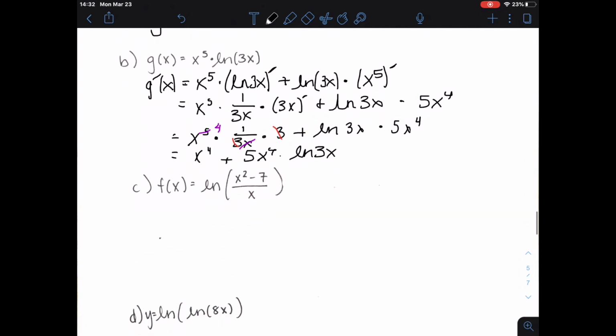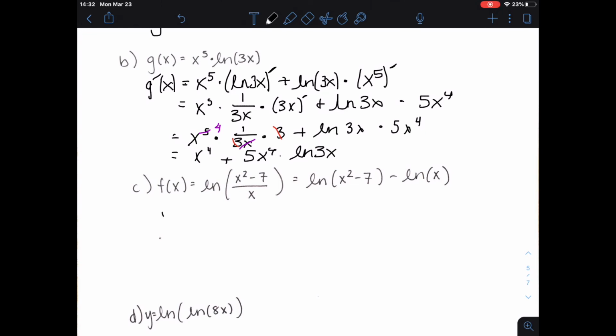Now for our next one, we've got the natural log of x squared minus 7 divided by x. You absolutely could use chain rule and quotient rule. So you would get 1 over this function, and then chain rule, you have to multiply by the derivative. But one of the really nice things is we can use properties of logs to help us out. So you've got division of two things, split it as subtraction. So you get natural log of the numerator, which is x squared minus 7, minus natural log of the denominator.